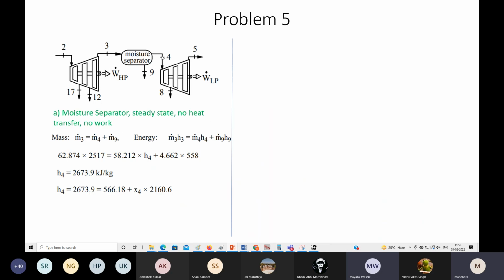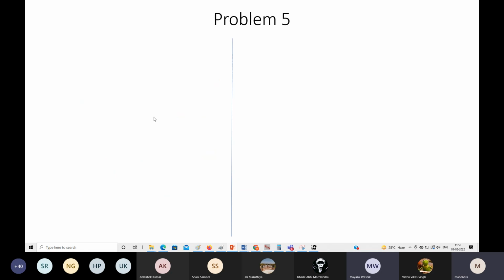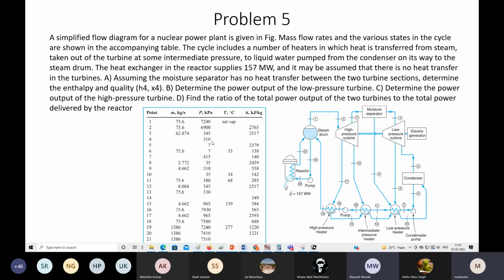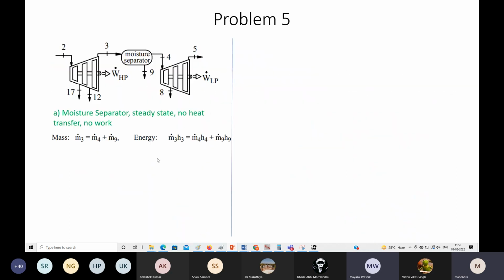However, once you check this H4 at this particular pressure of 350 kilopascal, it is less than the saturated vapor enthalpy. If it is less than the saturated vapor enthalpy, what can we decide over here? That it has a certain dryness fraction. Along with this enthalpy, we have to calculate dryness fraction also.